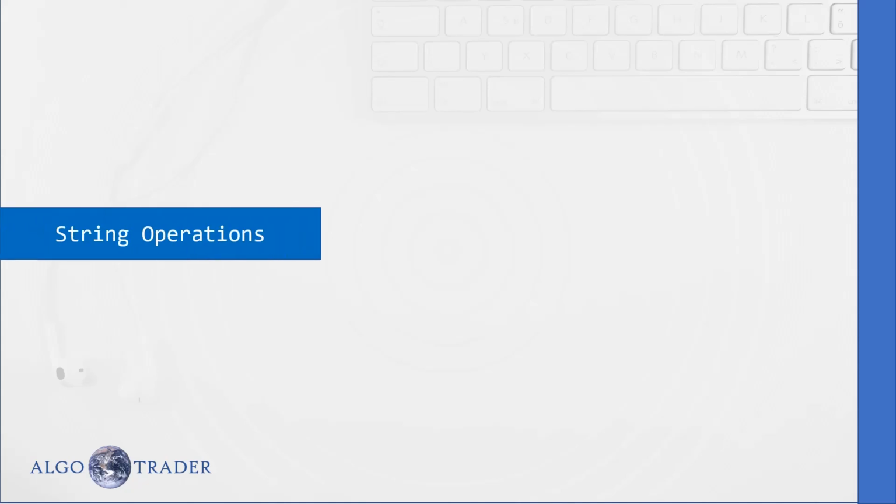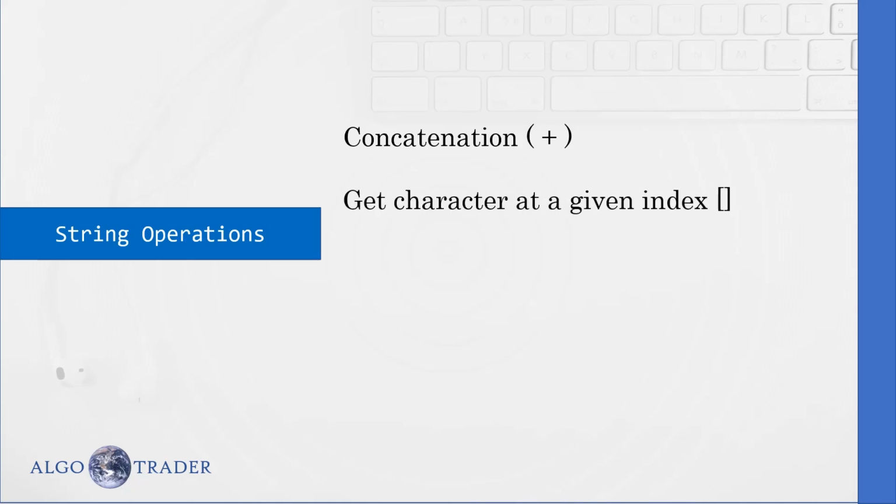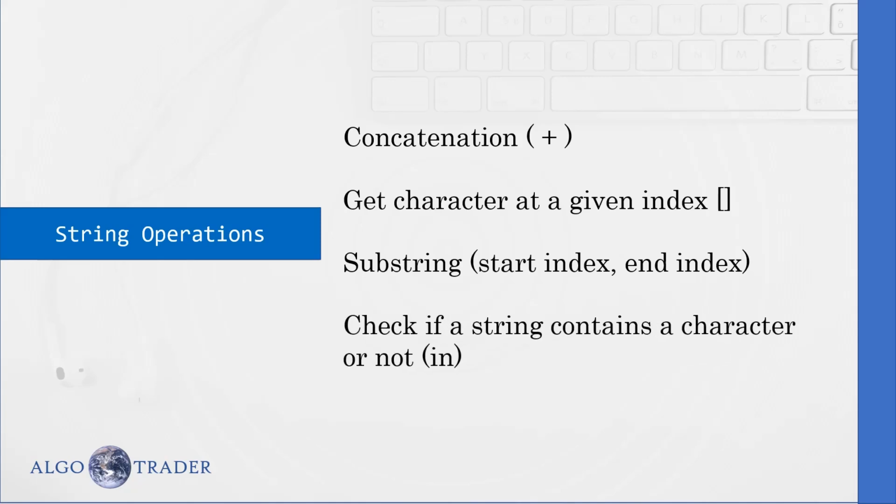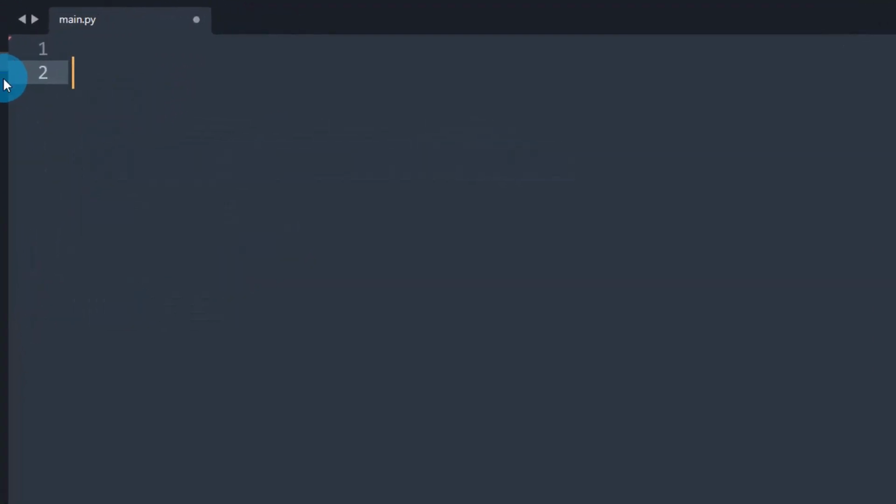Now let's get into the next topic, string operations. Here we are going to learn some string operations like concatenation, joining two different strings or combining, getting some character at a given index. Then we'll see substring, how to extract a substring from a start index to an end index from the given input string. Then we'll check if a string contains a character or not. Okay, let me remove the previous code and let's cover the string operations topic.